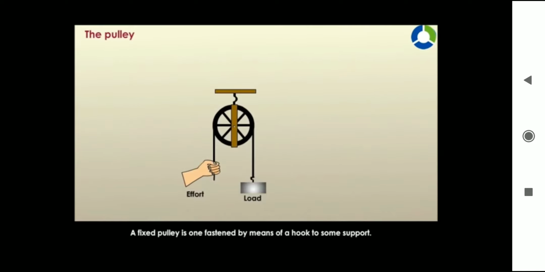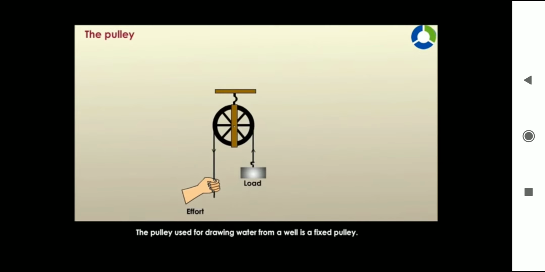fixed pulleys and movable pulleys. A fixed pulley is one fastened by means of a hook to some support. The pulley used for drawing water from a well is a fixed pulley. A fixed pulley makes work easier by changing the direction of force.